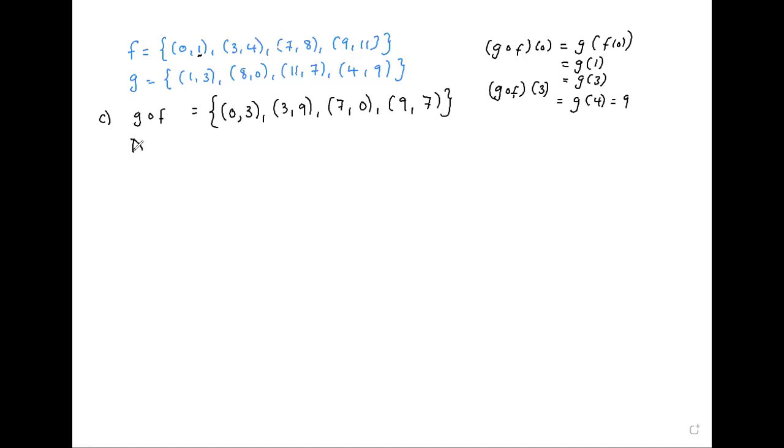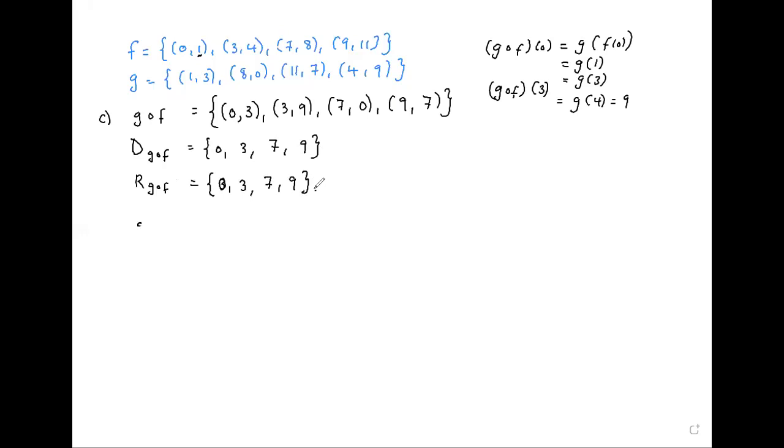And then you get the domain of G of F. This is 0, 3, 7, 9. Then you get the range of G of F. This is 3. So the range is 0, 3, 7, 9. So these are the same domain, same range.